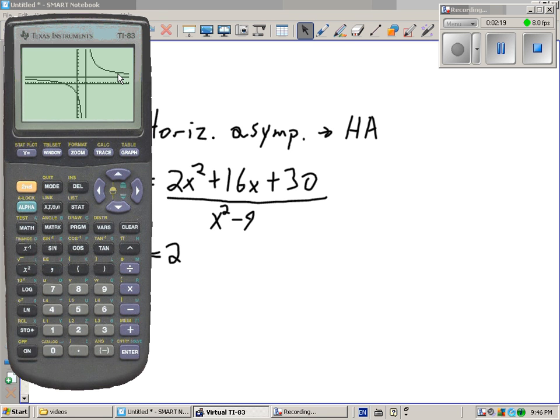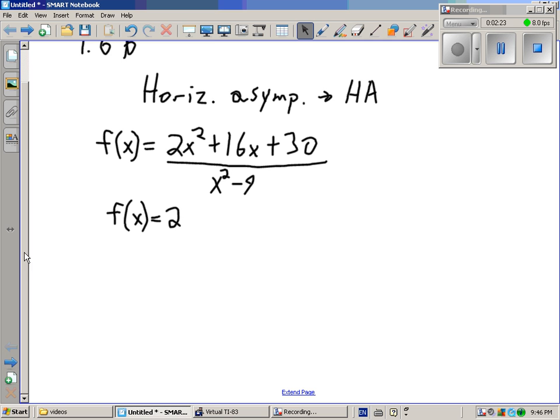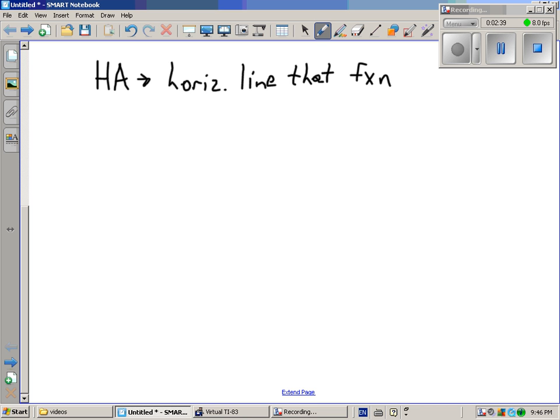All right, well, let's get into a semi-formal definition of a horizontal asymptote. A horizontal asymptote is a horizontal line that the function approaches as x goes to infinity or x goes to negative infinity.